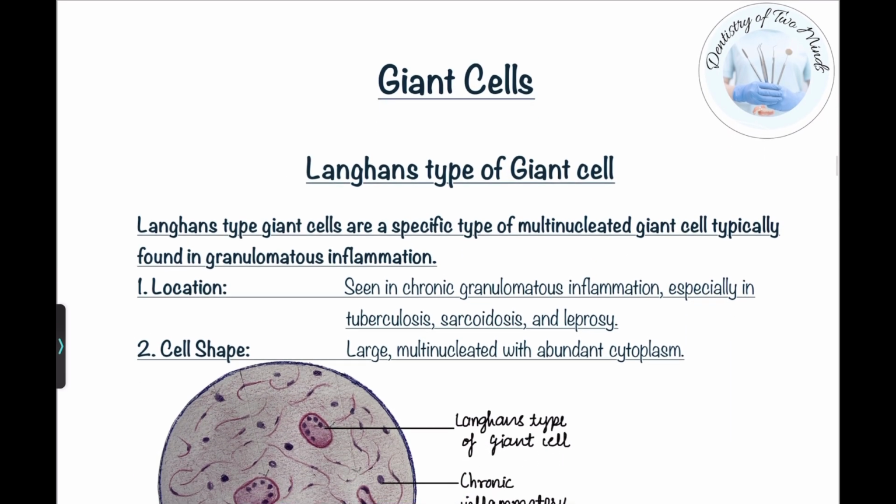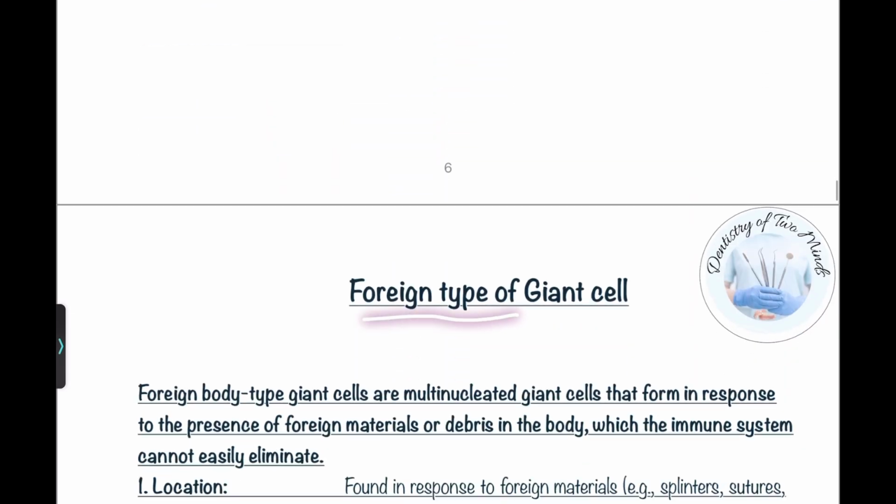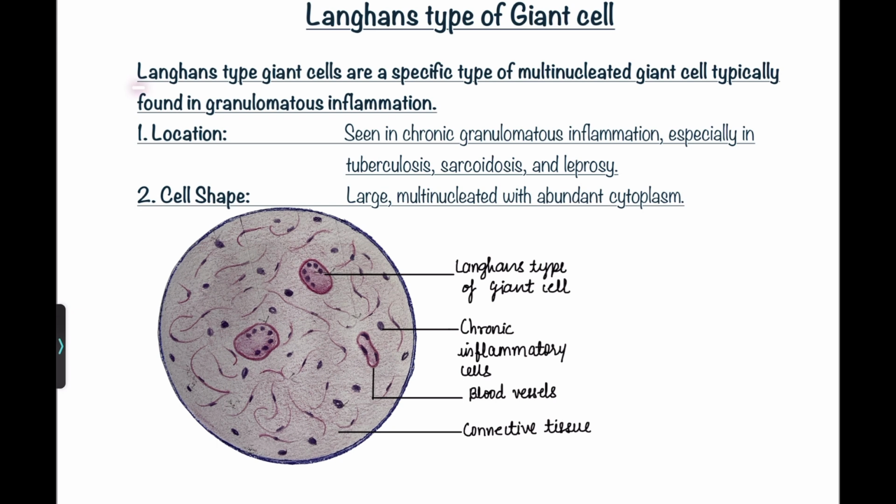Giant cells are of two types, Langhans type of giant cell and foreign body type of giant cell. Talking about the Langhans type of giant cell, these cells are a specific type of multinucleated giant cell typically found in granulomatous inflammation or chronic inflammation. Langhans cells are seen in chronic granulomatous inflammation, especially in tuberculosis, sarcoidosis, and leprosy.